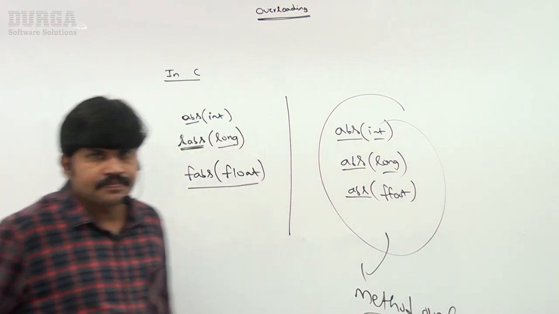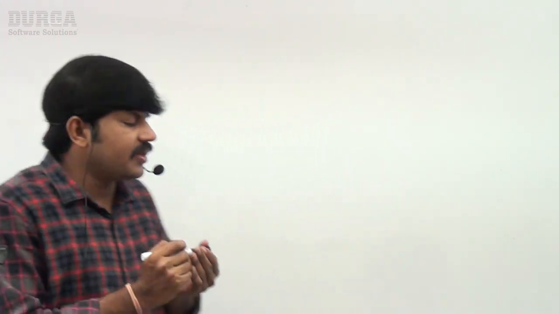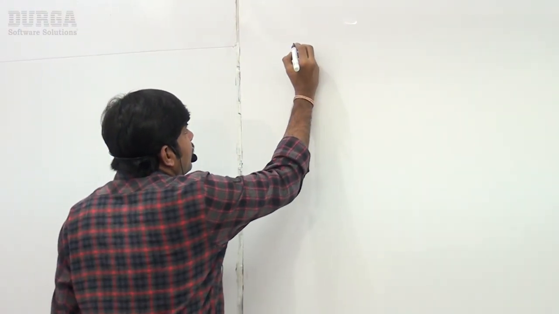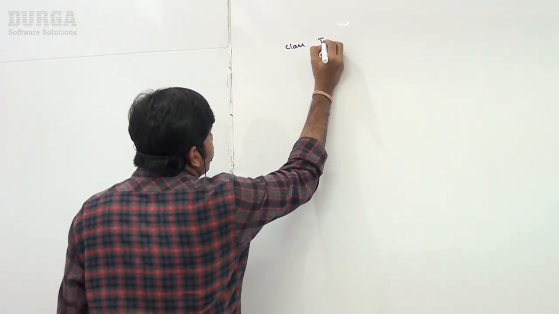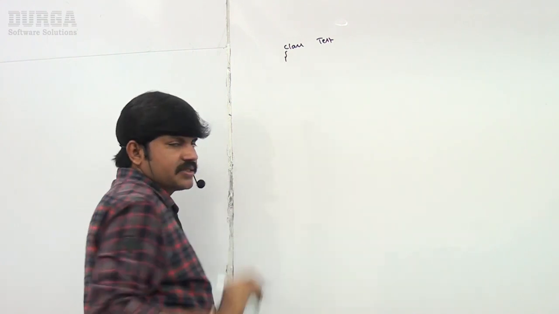Clear, right? Sir, I hope it's very clear for you what it means when we say that two methods are said to be overloaded. Let me go for a small program so that you people can get much clarity. Observe that carefully, sir. I'm taking a class, Test.